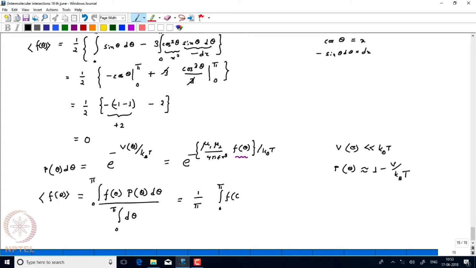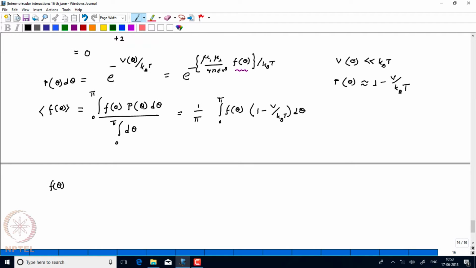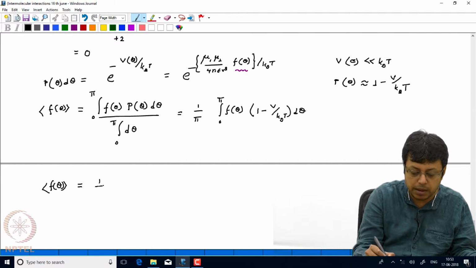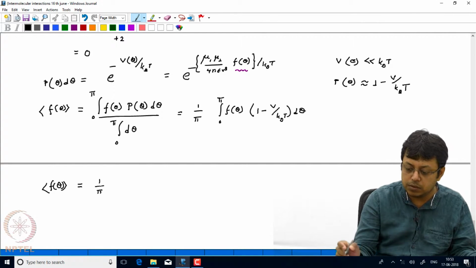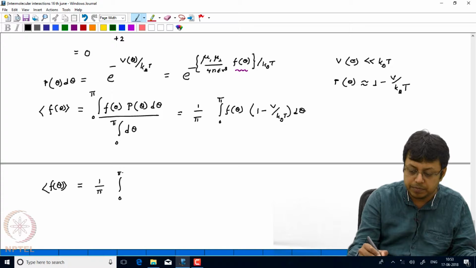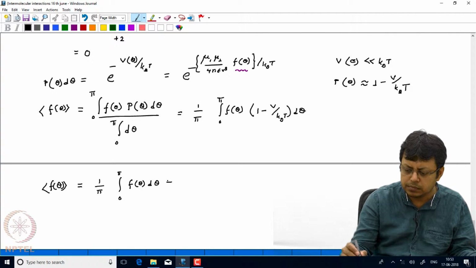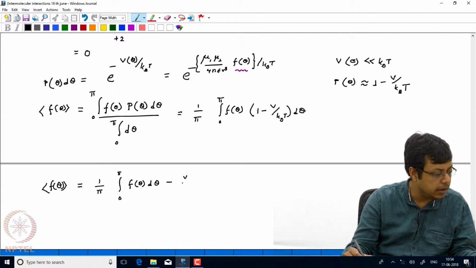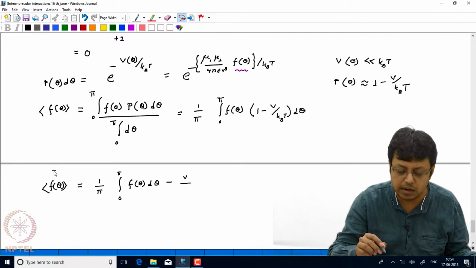So, I have f of theta times the probability distribution, which is 1 minus v by kBT, and then I will have d theta. So, the average of f of theta becomes 1 over pi. We have basically two terms, and we can integrate the two terms separately. I will have the integral from 0 to pi of f of theta d theta, minus v by kBT. I think this derivation in Atkins is wrong.